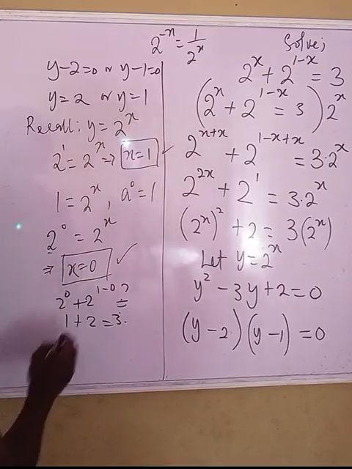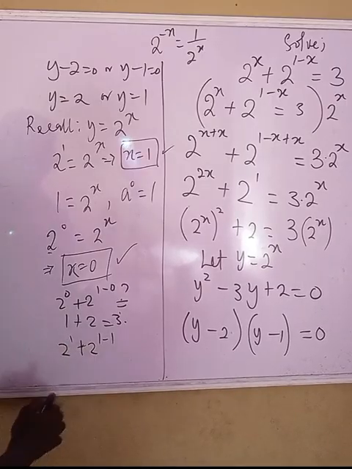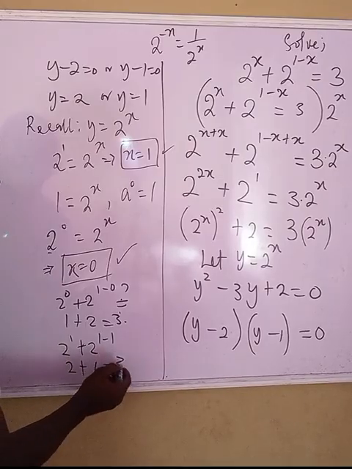Now, when x equals 1, we have 2 to the power of 1 plus 2 to the power of 1 minus 1. So 1 minus 1 is 0. 2 to the power of 1 is 2, plus 2 to the power of 0, which is 1. Then we can see that we have 3.